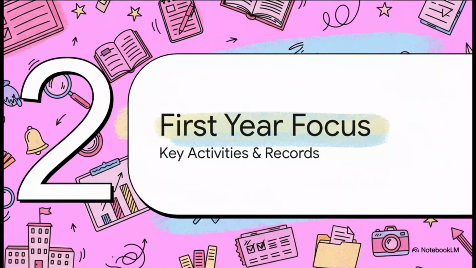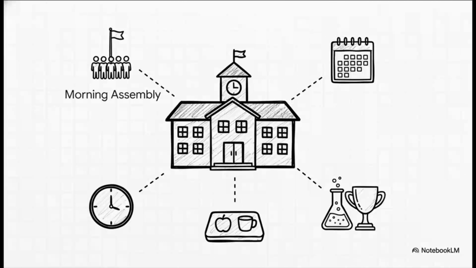So let's really dig into that first year. What exactly are you supposed to be observing and documenting? This is all about laying the groundwork, building a solid foundation for everything that comes next. And listen, you're not just going to be a fly on the wall in the back of a classroom. Your job is to get involved in the entire school ecosystem. We're talking everything from the morning assembly to the midday meal program to big events like sports days. It's a complete 360-degree view of how a school breathes.